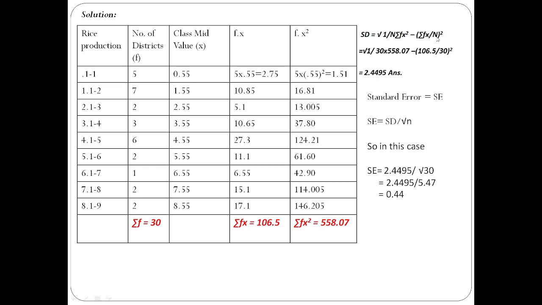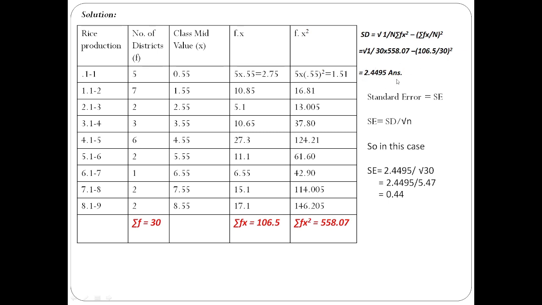So the formula for SD is root over of 1 by n into summation of fx square minus summation of fx by n whole square. So root over of 1 by 30, that is n is equal to 30, into summation of fx square, which is 558.07, minus summation of fx. The summation of fx value is 106.5, divided by n, the value of n is 30, that is whole square. So if we do the math, that is easy to calculate, we can find 2.4495. That is the value of the standard deviation.